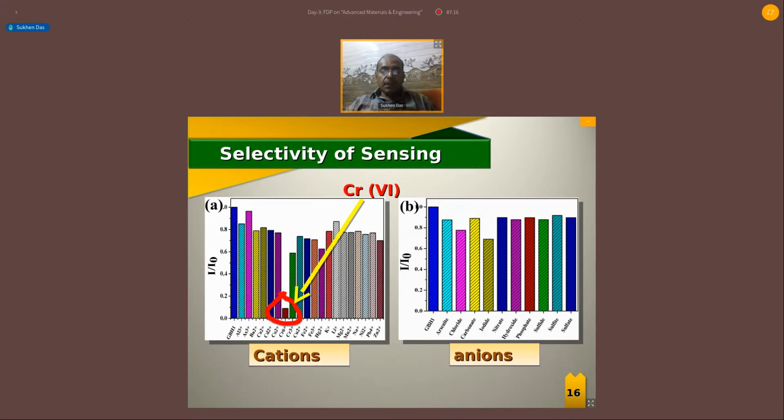This is the pathway. As I have told you, I have tried with all these things. Only chromium can reduce the fluorescence property. No other cation or anion is successful in reducing the fluorescence property of the boehmite. Even chromium 3, this green line is for chromium 3, if we add chromium 3, then also there will be fluorescence property. Only if we use chromium, then the fluorescence property will reduce.